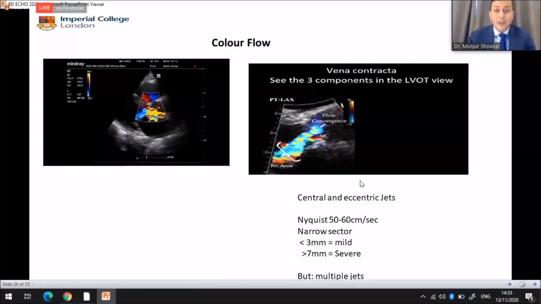And this is the vena contracta. The way we assess vena contracta, we need to look down the flow convergence. The vena contracta is the narrowest portion of the flow coming back to the left ventricle through the aortic valve, and you need to look at the jet area. So this is actually quite important. You need to set the Nyquist limit at 50 to 60 centimeters per second. If it is narrower, less than 3 millimeters, it is mild. If it is more than 7 millimeters, it is severe.